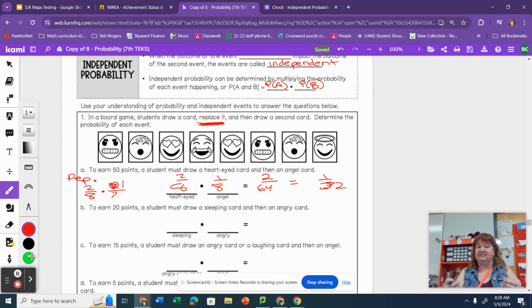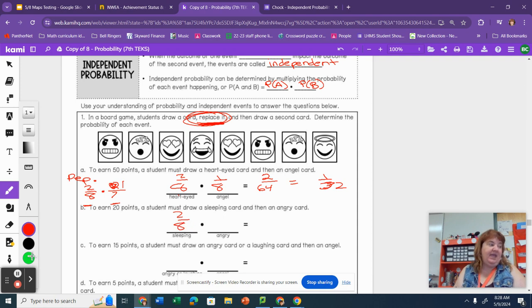That's the only difference. That's why we're not going to spend a whole day doing dependent and a whole day doing independent. You get the gist there. You have to go down a number because you drew one out and you didn't put it back. If you replace it, then it's independent. If you don't replace it back, then it's dependent.